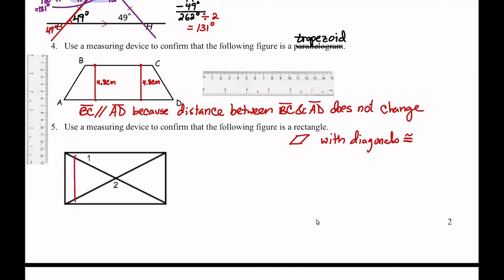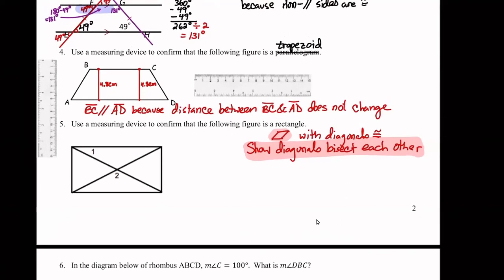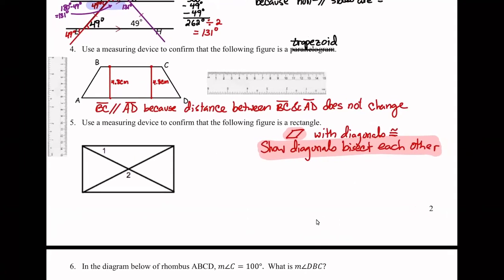So instead of showing that all of these distances are the same and all of the distances going the other way are the same, what I can do is show diagonals bisect each other. All right, that would demonstrate that it's a parallelogram. And then once I've done that, now I know it's a parallelogram. All I'd have to do is show that the diagonals themselves are congruent. I could even start with the part where they're congruent.